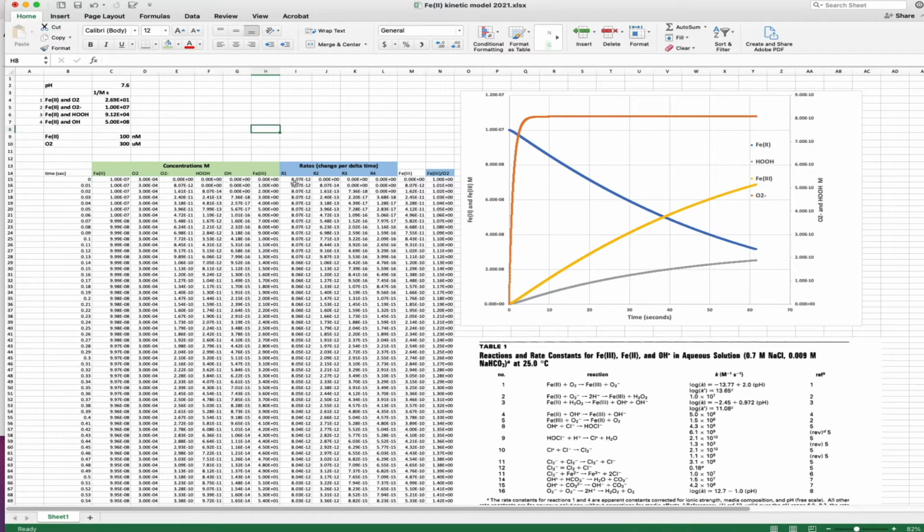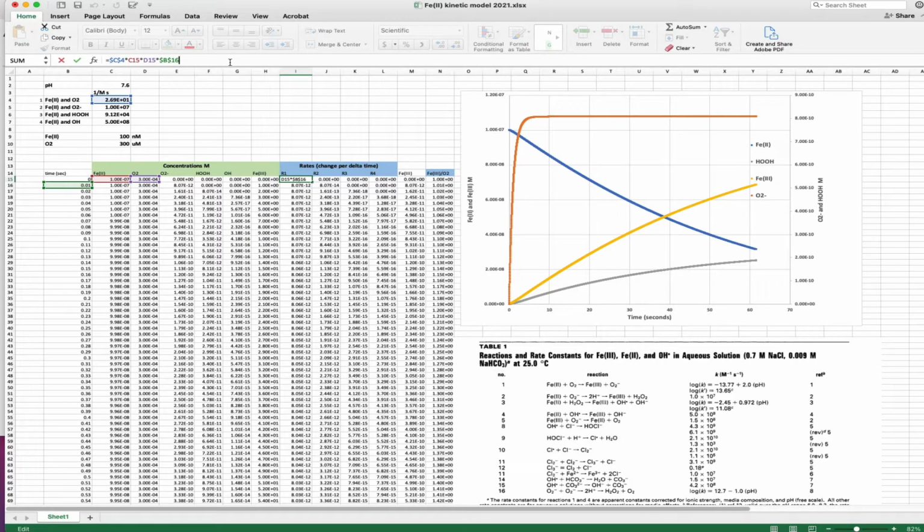Okay, the next thing I need to do is to calculate the rate of change. So what I have done is I have calculated the rates for reaction R1, that would be this one, reaction R2, reaction R3, and reaction R4. So let's take a look at R1 to see what's involved.